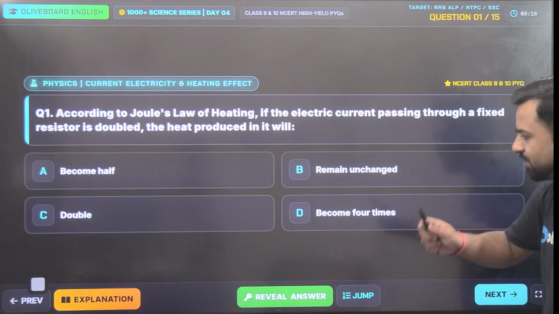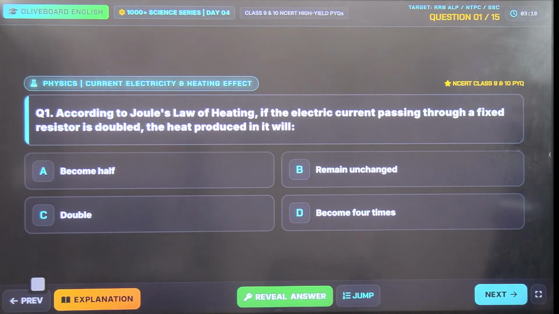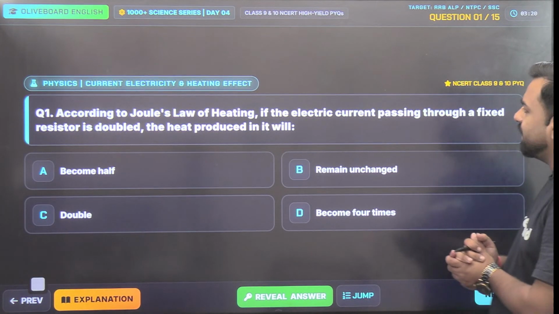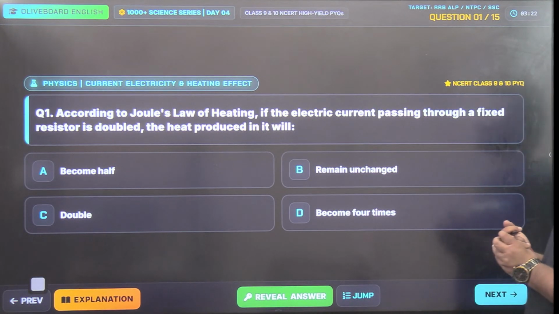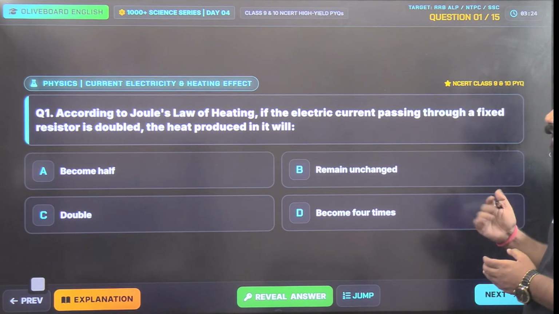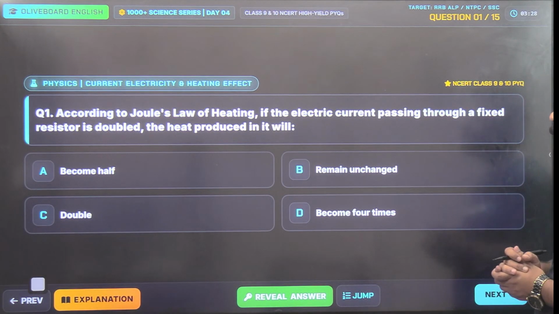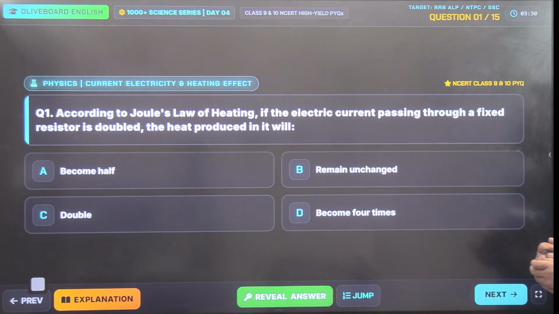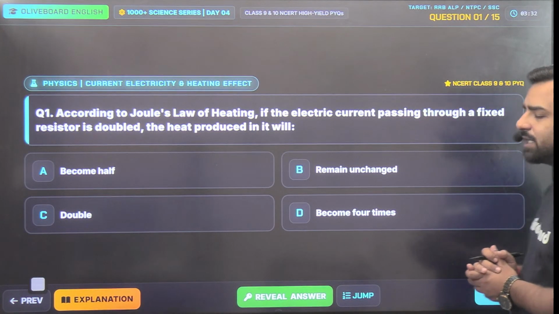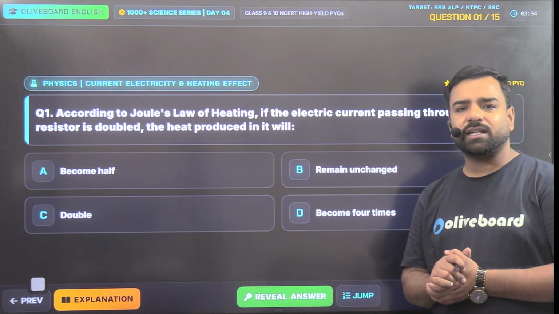What is the question? According to Joule's law of heating, if the electric current passing through a fixed resistor is doubled, the heat produced in it will dash. It will become half, it will remain unchanged, it will become double, or it will become 4 times? You have 4 options. What do you think is the correct answer?